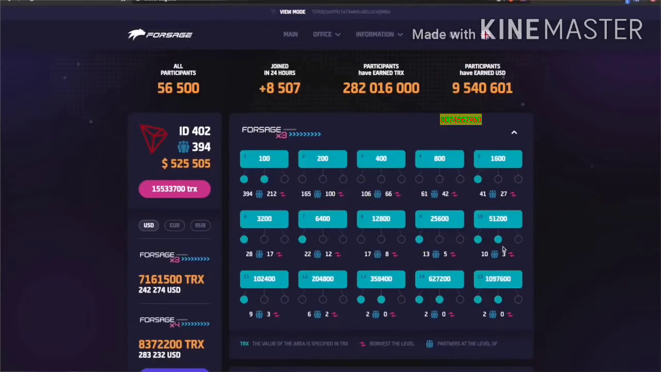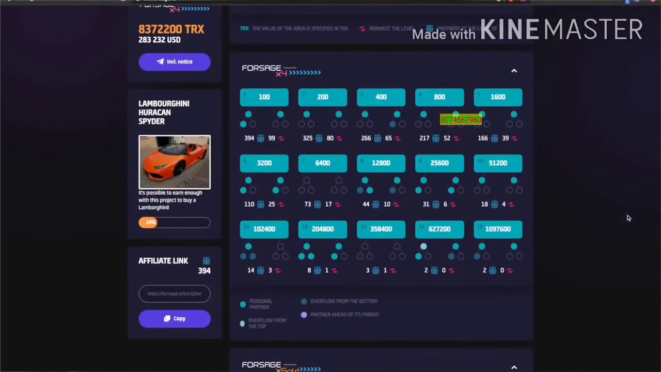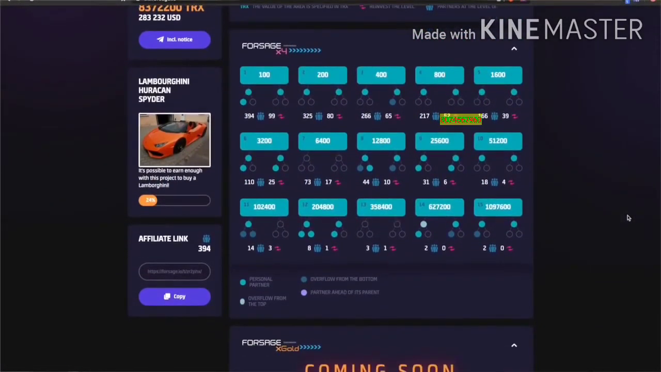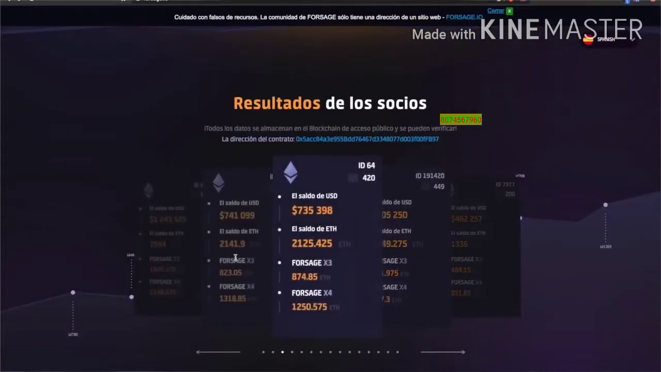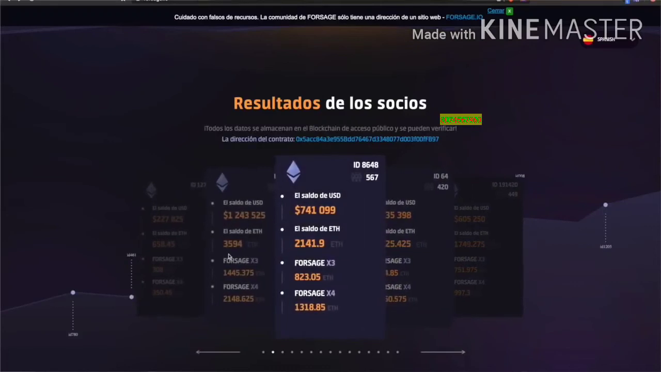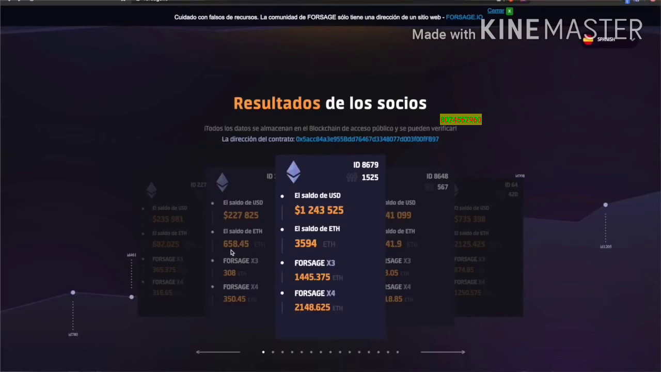We have several participants who immediately started with all 15 slots in X3 and X4. It cost them 2,985,400 Trons. It is about $104,489 at the rate of 0.035. They knew what they were doing because they already had successful Forsage experience on Ethereum. They know that the faster you activate the slots, the more chances you have to make more money.